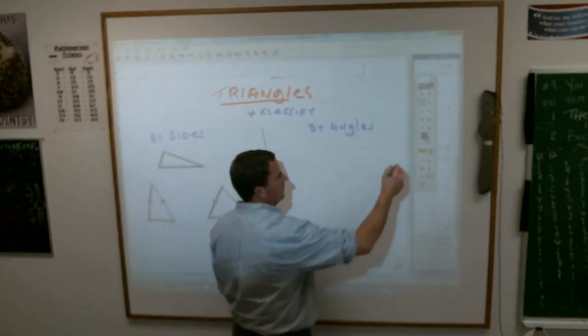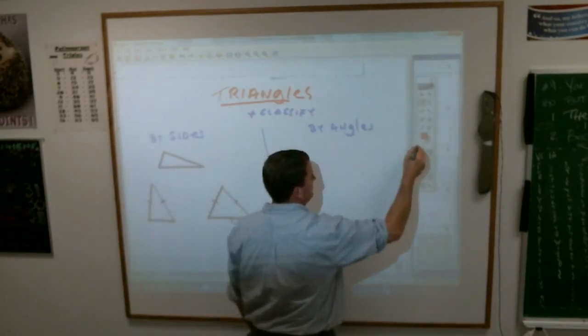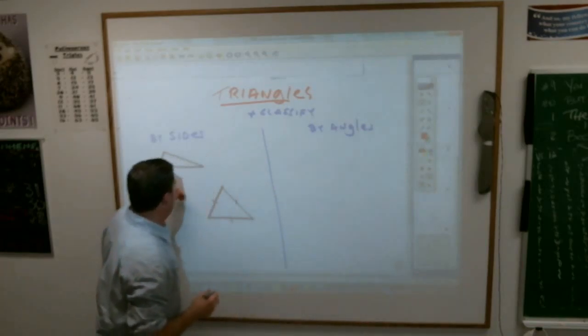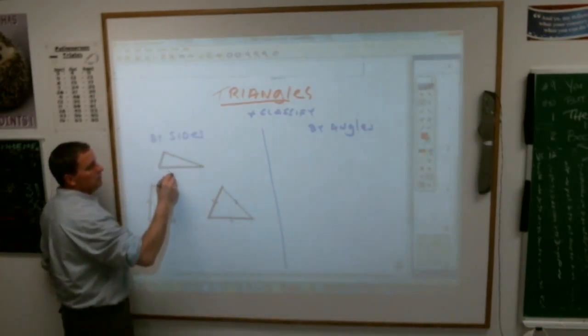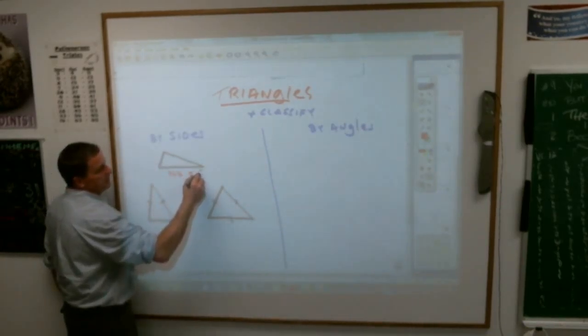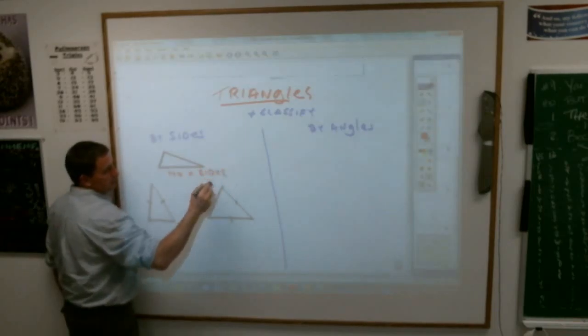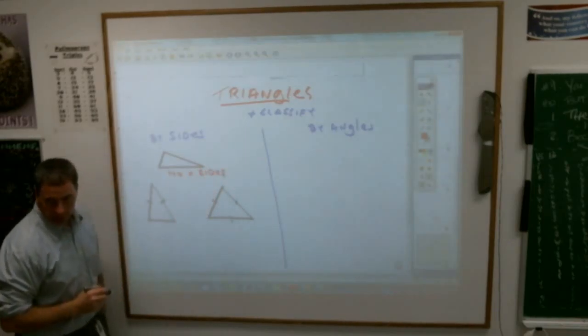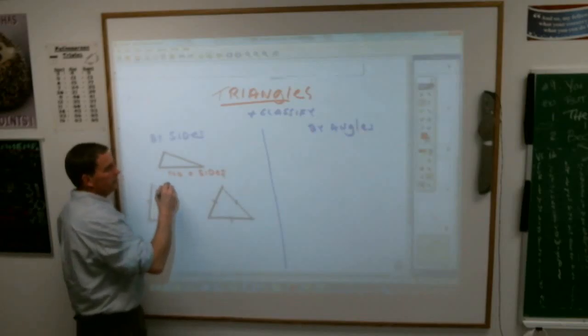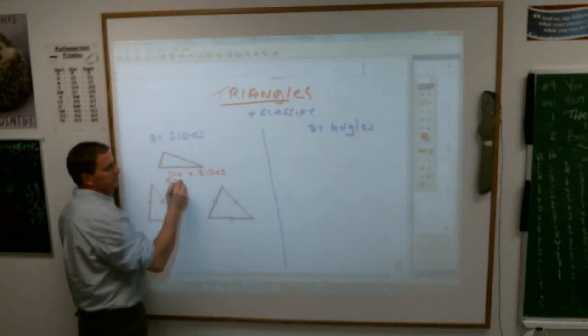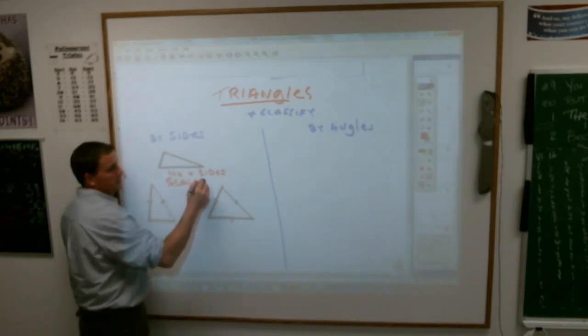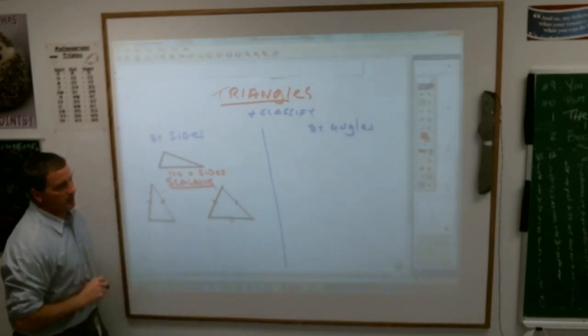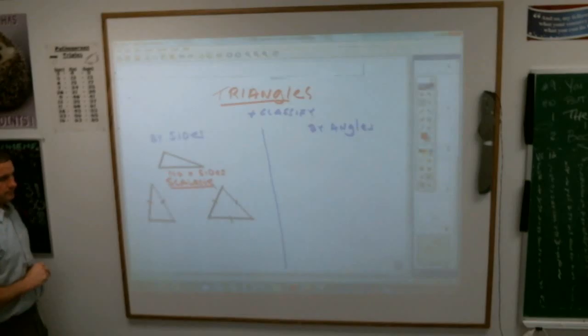Now, what are the different names for those? Well, if it has no equal sides, this triangle is called? Scalene. Wow, listen to the loud guy there. Scalene. It is a scalene triangle. None of the sides are equal.